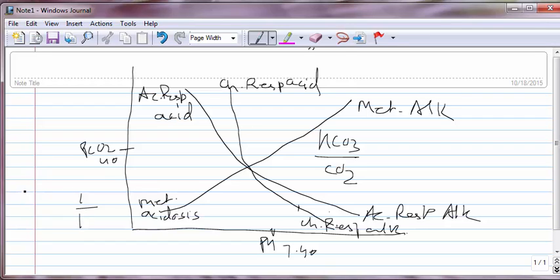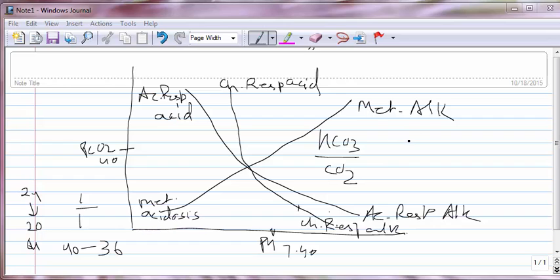If somebody's bicarb was 24 and it has come down to 20, how much should the PCO2 drop? That's about 6 units, I'm sorry, 4 units. So PCO2 should come down from 40 to 36. That would be metabolic acidosis. So that's for metabolic acidosis.